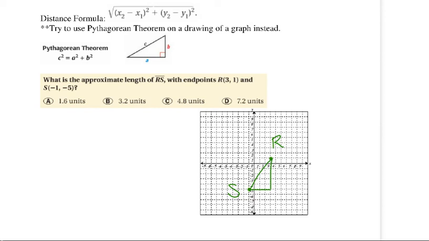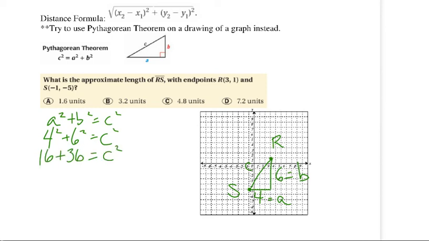So this is the setup we should be using. So 4 squared plus 6 squared equals C squared. So we want to simplify each of those individually. So 4 squared is 16. 6 squared is 36. Then we can add the 16 and the 36 together, and that gives us 52. And if you remember from last year, the way to undo something that is squared is to take the square root of it. And when we take the square root, the square root and the squared cancel each other out, so we're left with just the C. So the square root of 52 is what our C value equals, and that is around 7.2. So C, which is really the distance from R to S, is around 7.2 units, and that's our letter D answer choice up here.